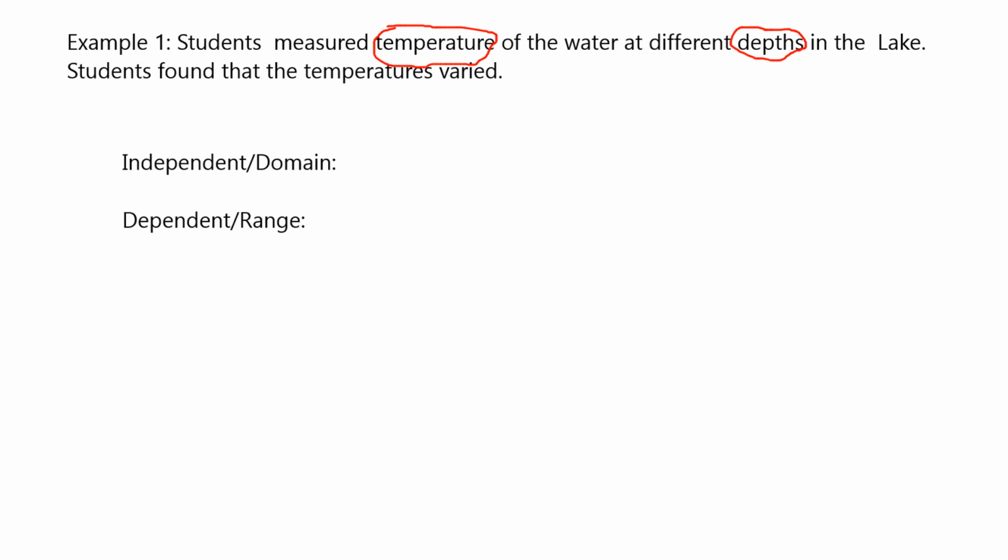Well, if you know anything about water and depths, the temperature depends on the depth. So if temperature depends, the temperature is dependent, which would be the range. And the depth is independent and would be the domain.